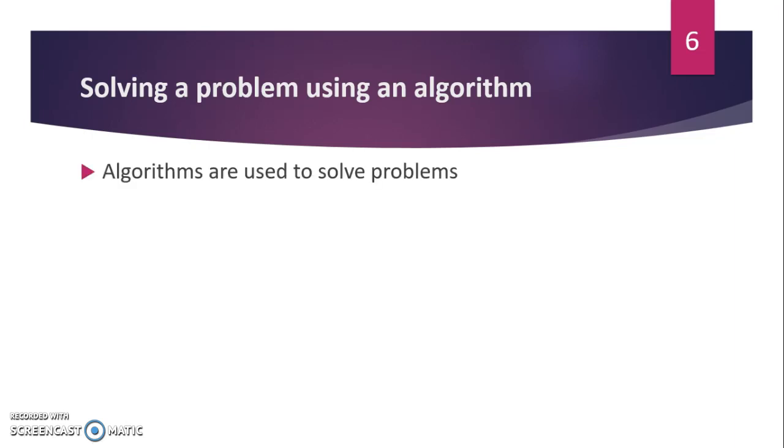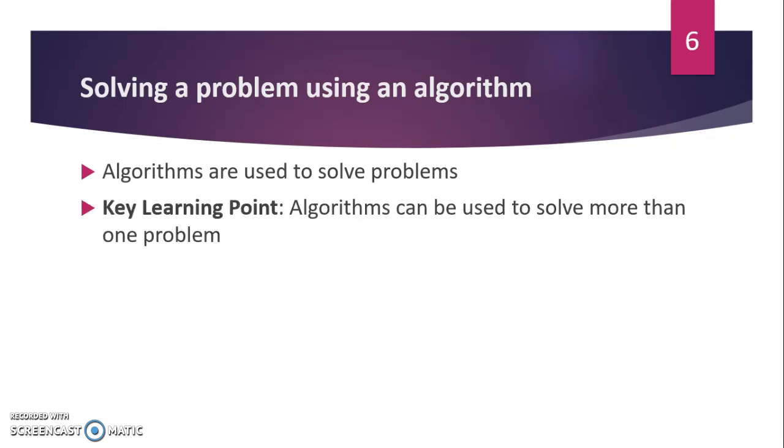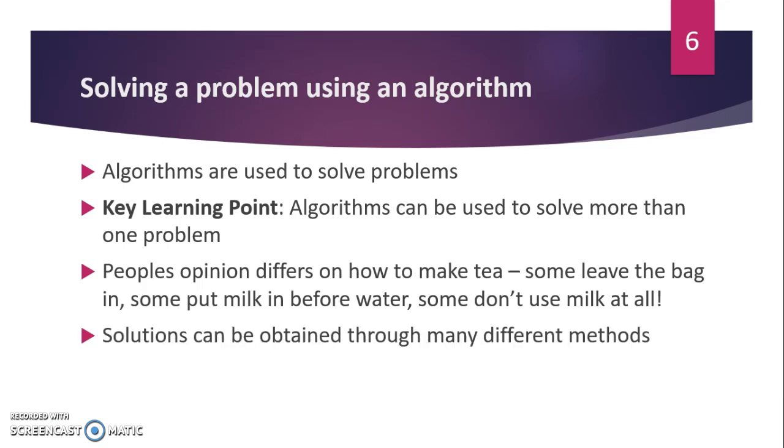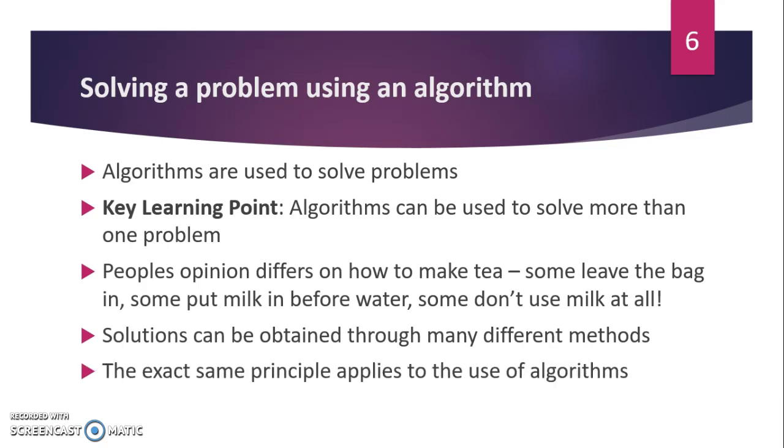But we need to put this into context of solving a problem. So algorithms are used to solve problems. We need to know that algorithms can be used to solve more than one problem. In the context of the cup of tea, people's opinions differ on how we make tea. Some people leave the bag in for longer, some people put the milk in before the water, some people don't even use milk. But still, solutions, many as there may be, can be obtained through many different methods. The exact same principle applies to the use of algorithms.